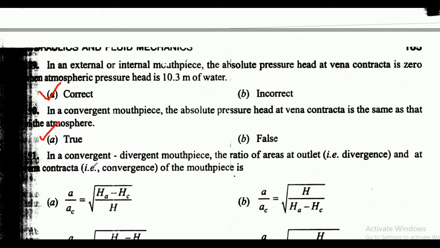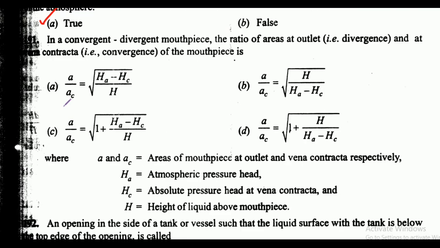Next, question number 191. In a convergent divergent mouthpiece, the ratio of areas at outlet, that is divergence, and at vena contracta, that is convergence of the mouthpiece is, here friends, these are the options, where A and AC are equal to areas of mouthpiece at outlet and vena contracta respectively.